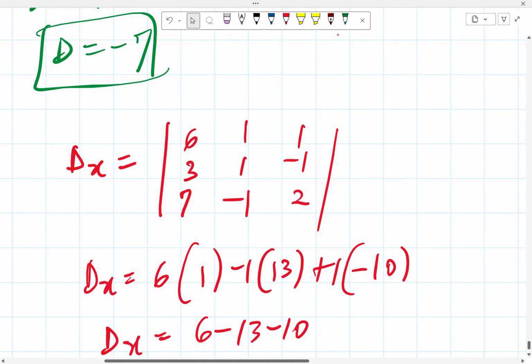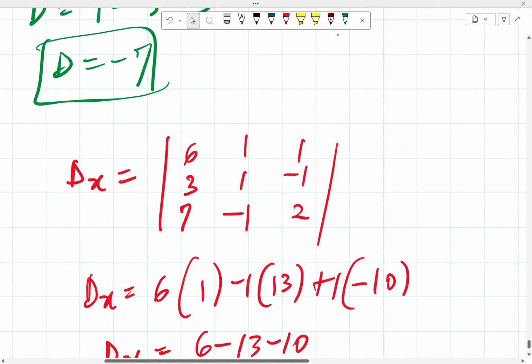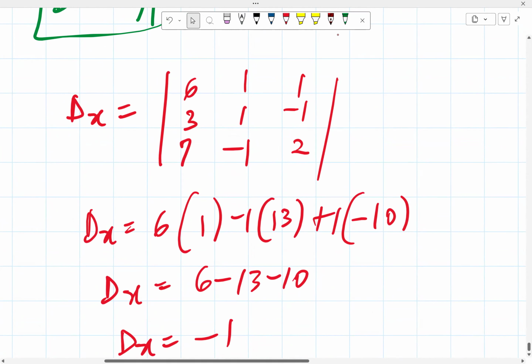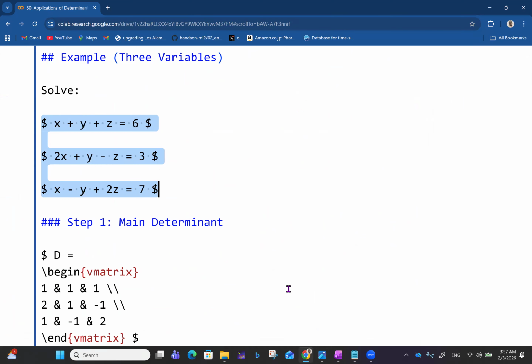Okay, let's check again. So this is 637, right? On the right hand side, 637. So 6 into 2 minus 1, 1. Then minus 1 into cover this and that. So 6 plus 7, 13, yes. Then plus 1 into cover this and that. This is minus 3 minus 7. That's minus 10, which is minus 17. Okay, minus 17. Is that what we have on the other side there?